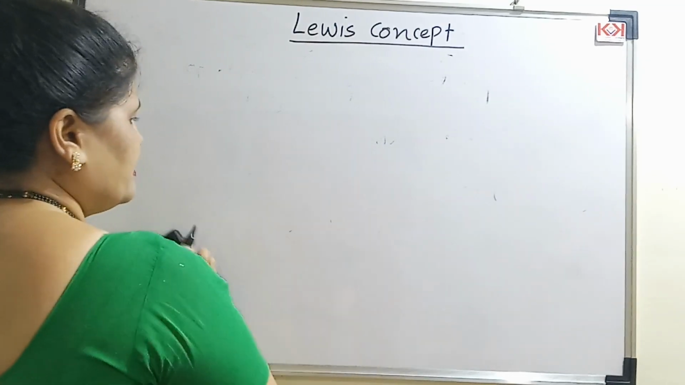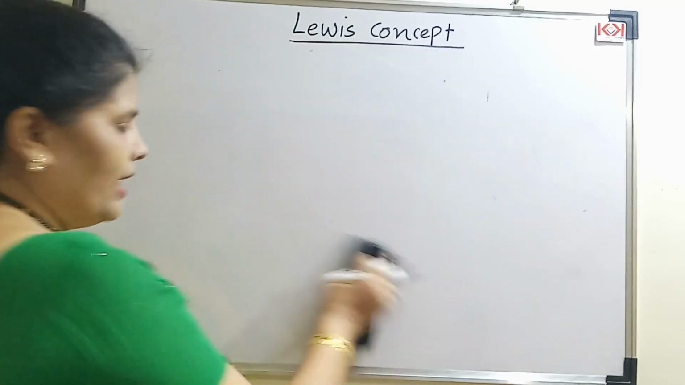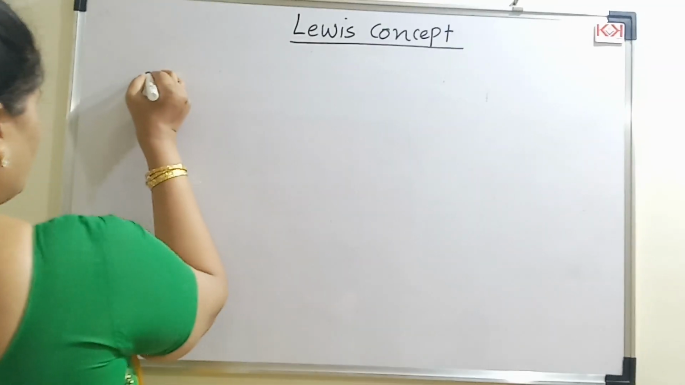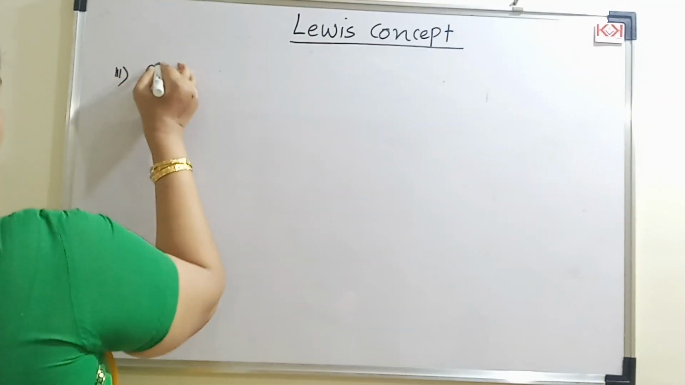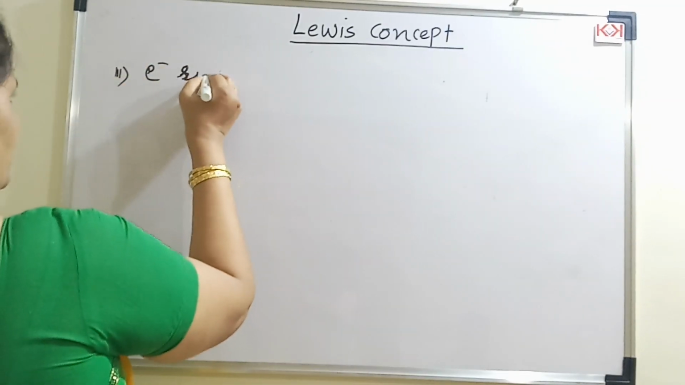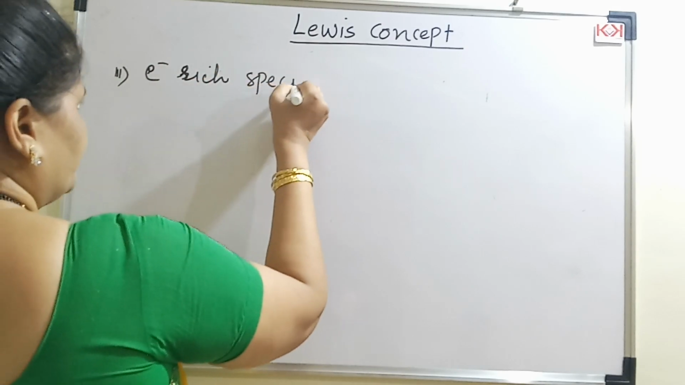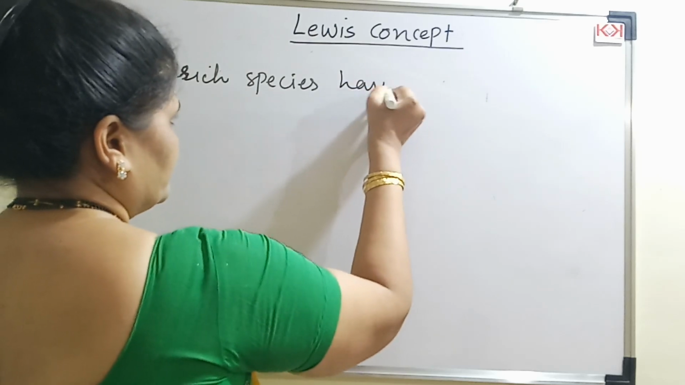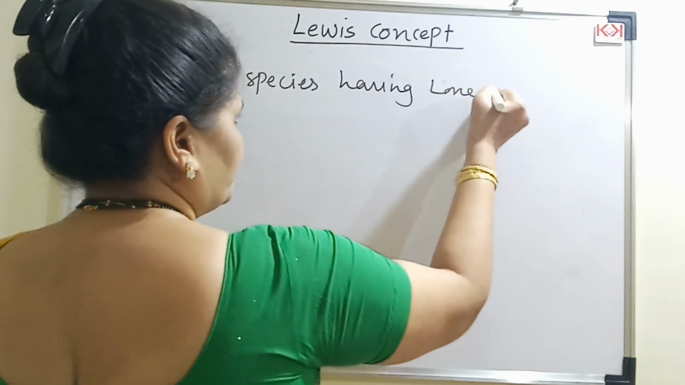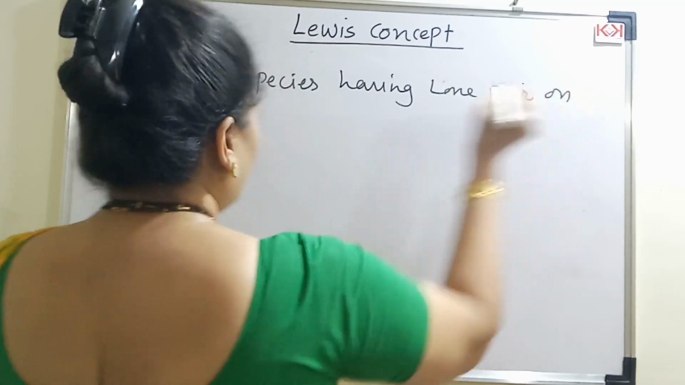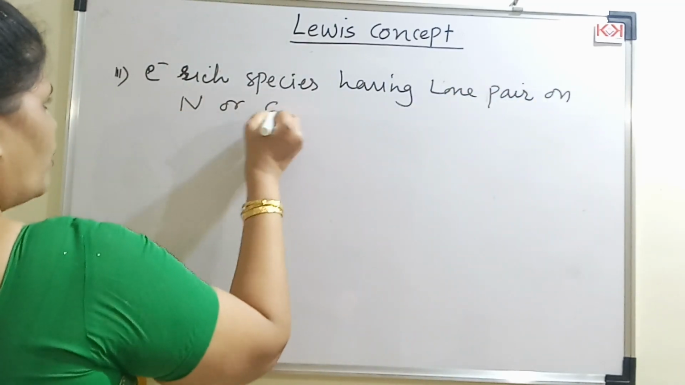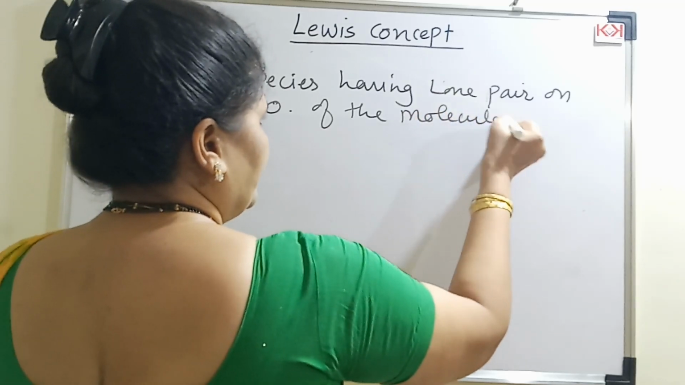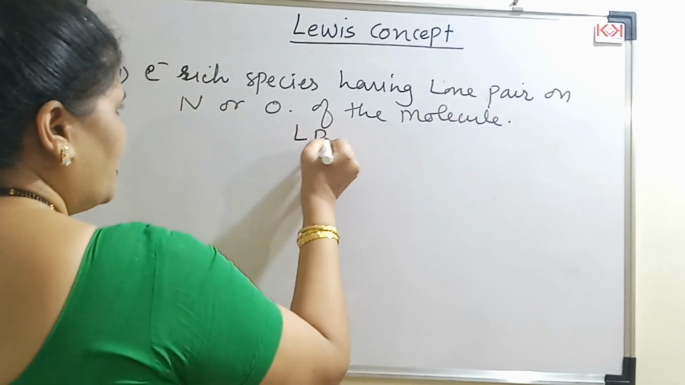For that, let us see the third rule, and the rule is: electron rich species having a lone pair on nitrogen or oxygen of the molecule, then they will behave as Lewis bases.